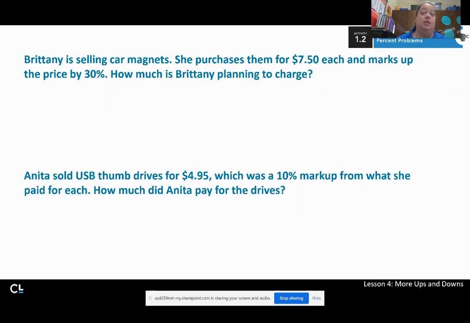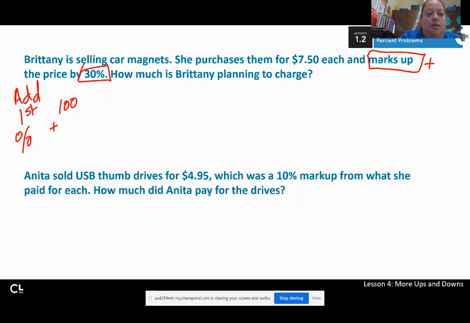All right, we're going to look at these. And you notice with these are markups. So we have markups. That means a plus. This is only going to be one way. Markups, we're always going to add first. So we're going to add the percent first. So we have 100, because again, it's always going to be 100, plus our percent here, which is 30. So it's 130% markup.